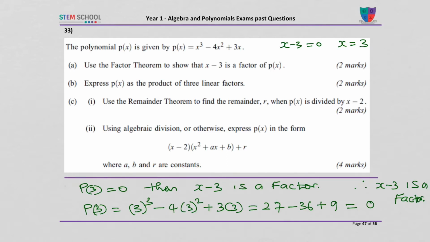Part B. Express p of x as the product of 3 linear factors. There are two ways you can do this. We know that p of x equals x cubed minus 4x squared plus 3x. X is a common factor. We then have x squared minus 4x plus 3. We could factorize the quadratic in many ways, so let's use factorization by grouping.